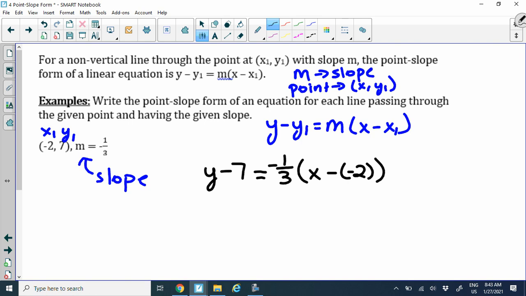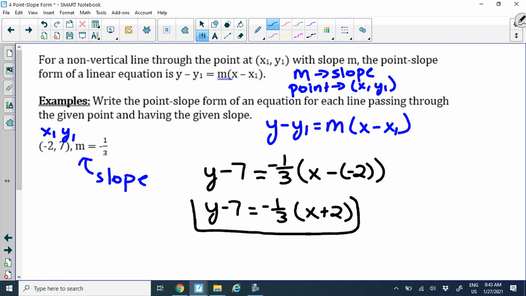Now remember, when we have two negatives, what happens there? It becomes a positive. So I'm going to kind of redo this so it's all simplified. So I have y minus 7, negative 1/3. And then where I see those two negatives, I make it a positive. So x plus 2. Okay? And so then my point-slope form, given the point and the slope, is right here.